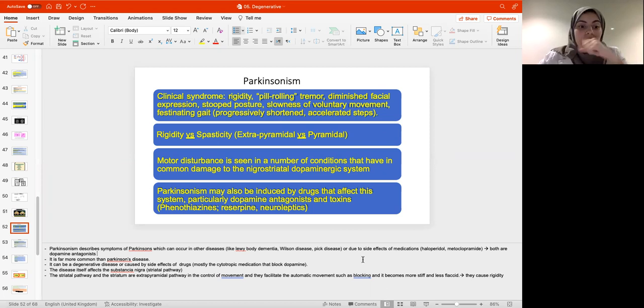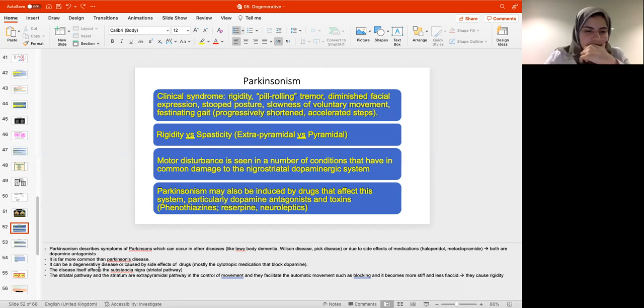And so they have the whole clinical syndrome, which is rigidity, pill rolling, diminished facial expression, stooped posture. They have bradykinesia and festinating gait, okay? They can have rigidity versus spasticity depending on the area affected. One thing you need to remember, it's more common than Parkinson's disease. Okay, so having Parkinsonism is actually more common than having Parkinson's disease. And it can be due to a different neurodegenerative disease, okay? Or it can be due to the side effects of the drugs.